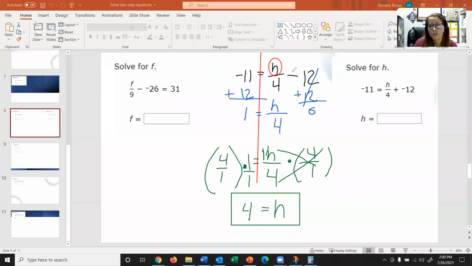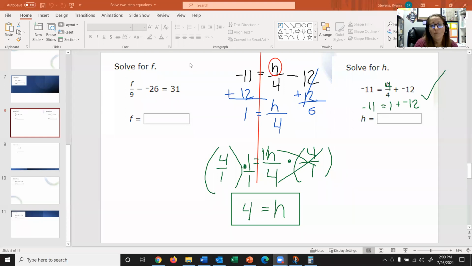We could plug this in to solve, to make sure that it's correct. 4 divided by 4 is 1, plus a negative 12, which is going to be, the rules for addition say that the signs are different. We have a positive and a negative number. So 12 minus 1 is 11. And then since the 12 was a negative number, the 11 will also be negative. All right, so this will check as well.